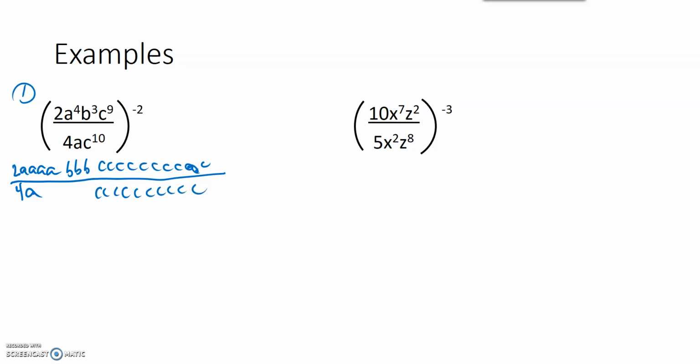And we cancel anything over itself. So 9 c's cancel, and then 1a will cancel.